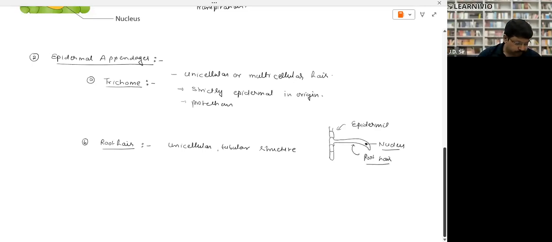Right. So please note down: nucleus is found at the apical part. Full stop. They are epidermal in origin, meaning they do not originate from inside. They are epidermal in origin.